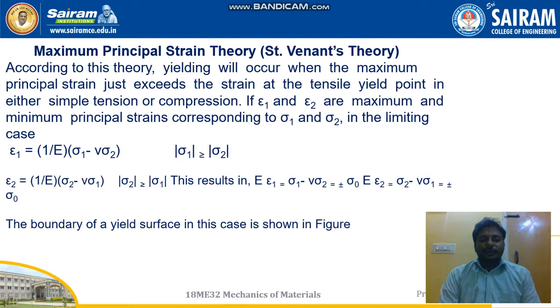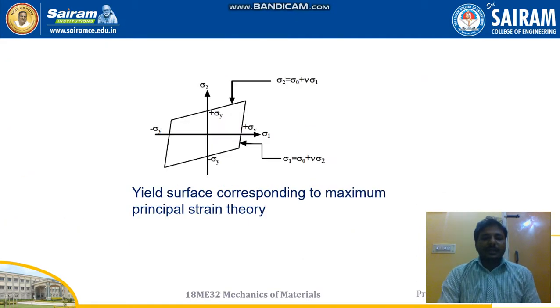Now we'll see the diagram. This is the yield surface corresponding to the maximum principal strain theory. Strain is a change in length over the original length. You can see this is sigma 1, the maximum, and sigma 2, the minimum, where we consider this yield surface corresponding to the maximum principal strain theory.